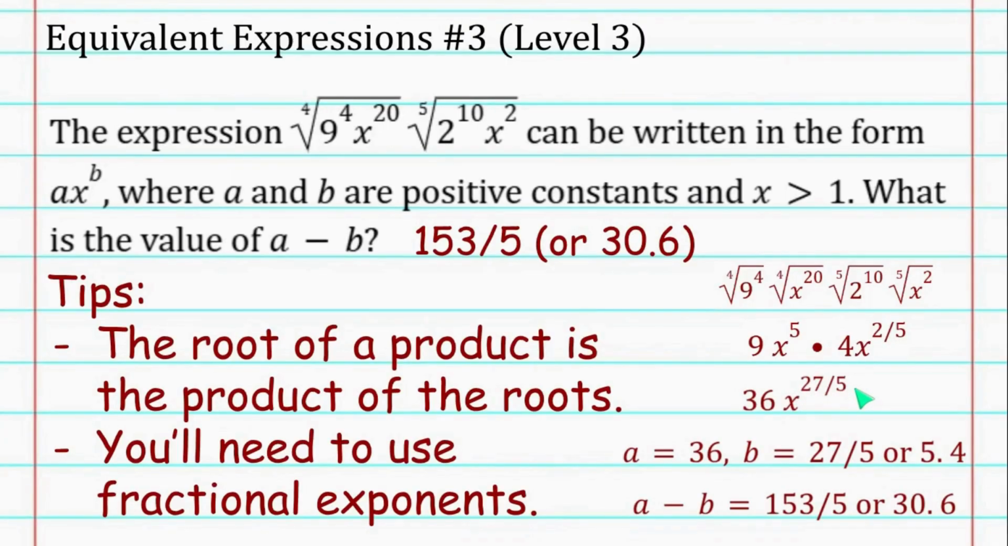Now I need to identify what a and b are, because I'm looking for a x to the b. I have it in that form. Now let's figure out what a and b are. A is 36. B is 27 over 5, or 5.4 if you prefer decimal. So then a minus b is going to be 36 minus 27 over 5, which is 153 over 5, or 30.6 if you prefer decimal.